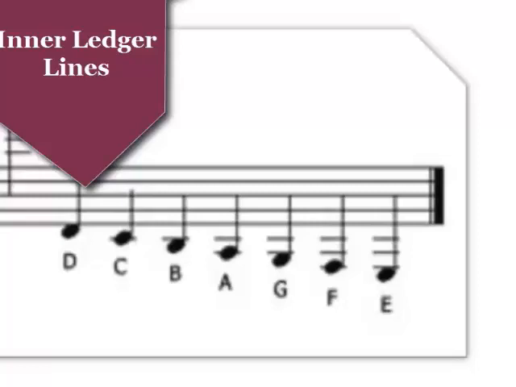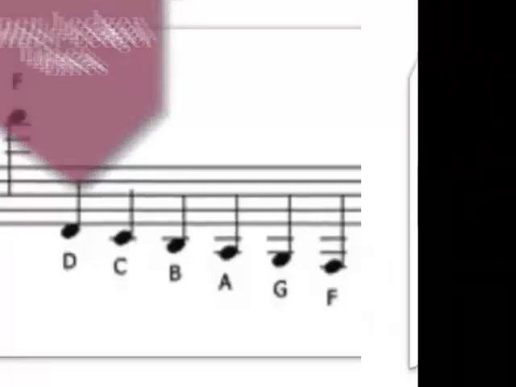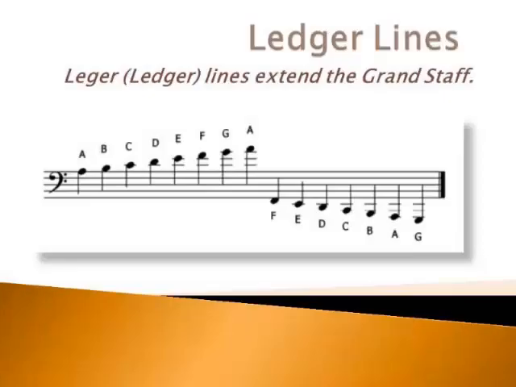Why would you do this instead of just writing it in the treble clef? Maybe you're working with just one staff. Maybe you're only working with the treble clef. Maybe you want your right hand to play notes way down lower. There's a number of reasons why you may need those inner ledger lines. The same process applies here in the bass clef.